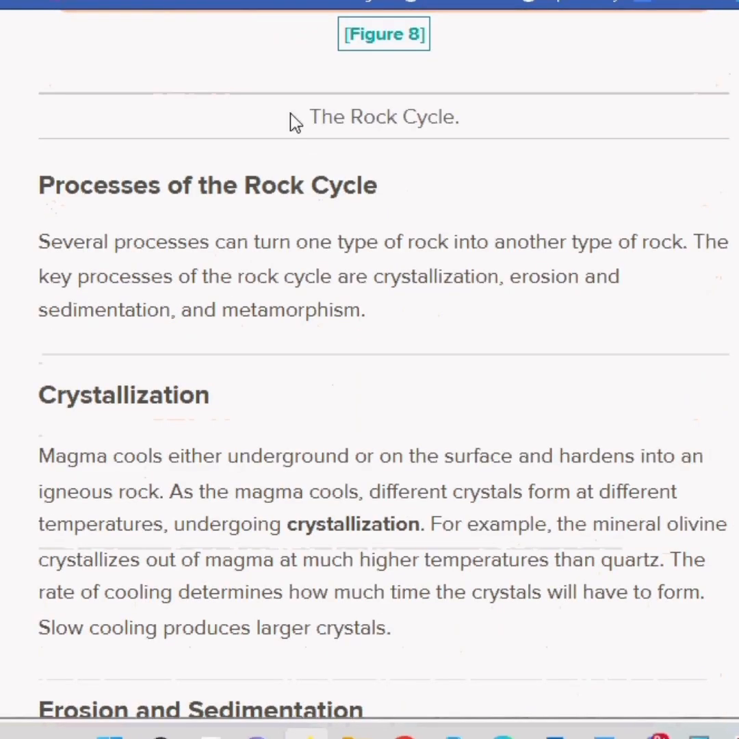The process of the rock cycle. Several processes can turn one type of rock into another type of rock. The key processes of the rock cycle are crystallization, erosion and sedimentation, and metamorphism.